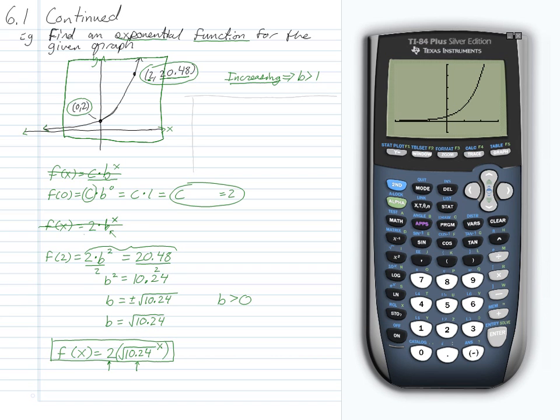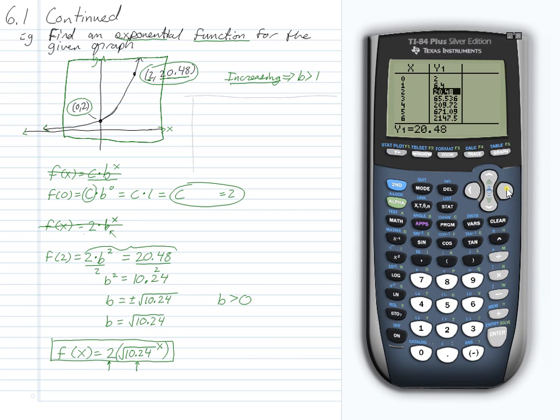Let me go to the table and verify that the points that are supposed to lie on this graph actually do. So if I go to the table, my table is currently set up for auto with a starting point at 0 and a step every unit. So if we plug in 0, we see we get 2, so the point (0, 2) is good. And if we come down to x equals 2, we see that the output is 20.48.